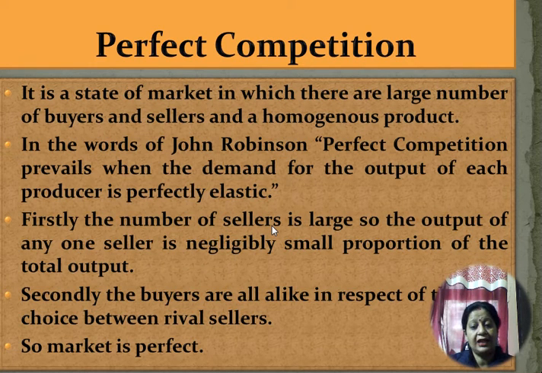Secondly, the buyers are all alike in respect of the choice between rival sellers. That means whatever the commodity that the customer or the buyer is purchasing from a seller, they don't have the choice, or there should be no choice, to purchase the commodities from a rival seller. So there is no such concept when the goods are being sold in perfect competition. So the market is perfect.